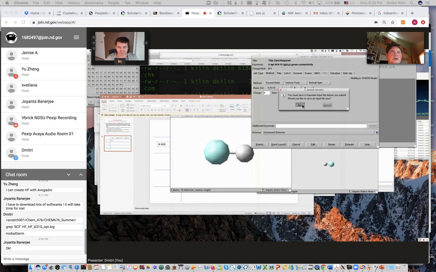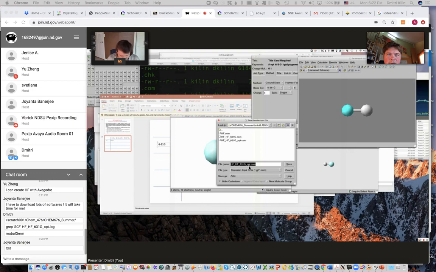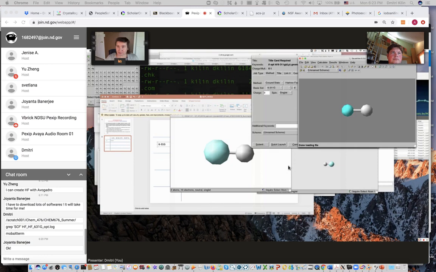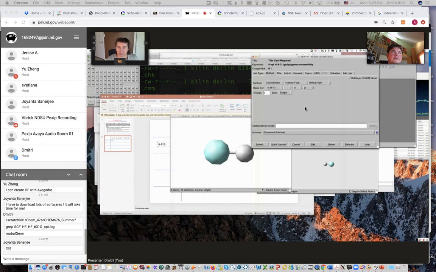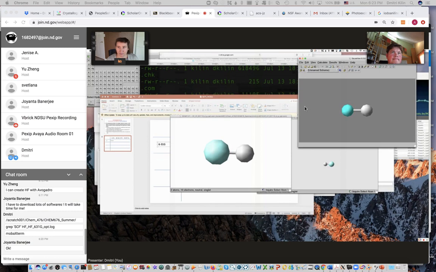And with these new settings, I need to adequately represent the basis set in the name of the file. Otherwise it will be a mess. G-d-p, and underscore OPT for optimization. Then clicking agreeing to submit to Gaussian. And it seems ready in no time.